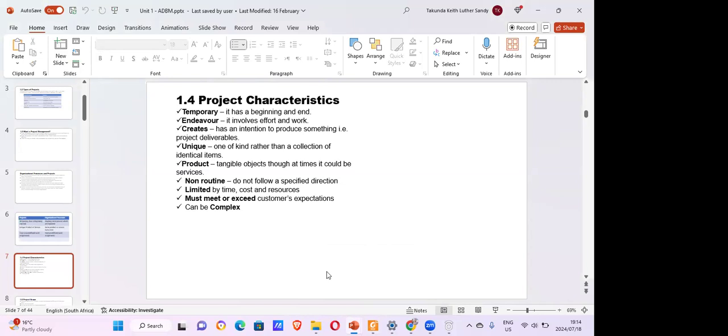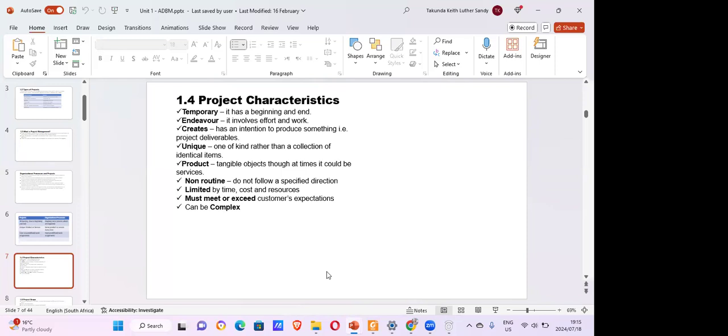A project is an endeavor. This is another characteristic of what a project is. We are saying it is an endeavor because it involves effort and work, all right? We are saying a project is unique. Why? Because this car, when it was made in the beginning, was one of its kind. There was nothing like that before. It's something that they sat down and came up with, all right? So a project is unique.